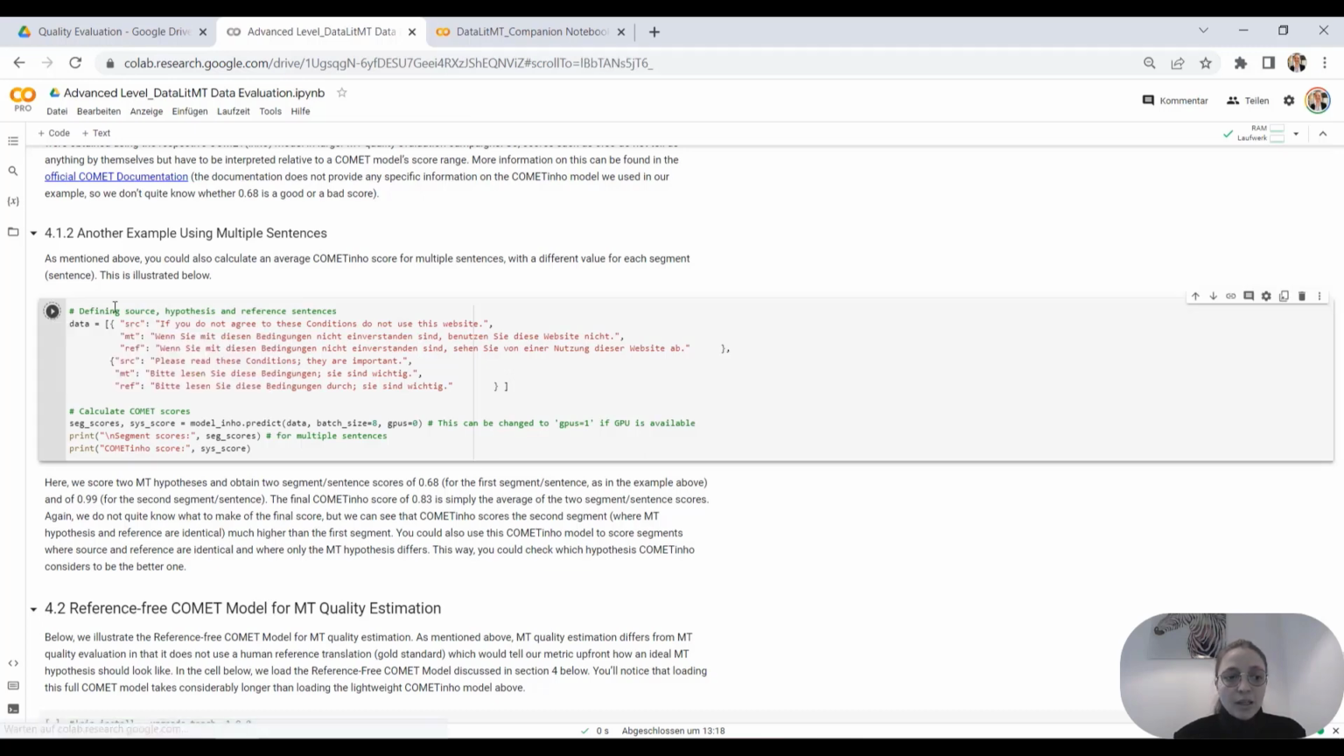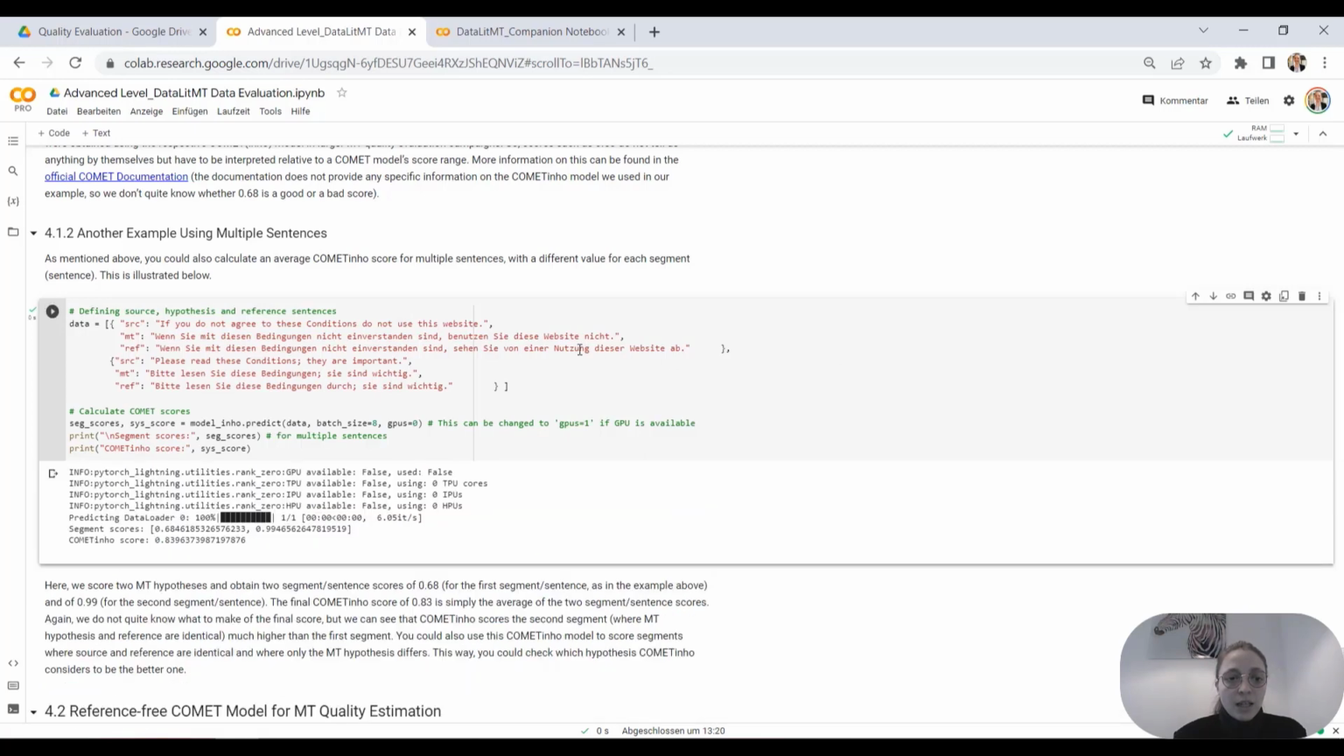So we can see from above that these sentences now get the same score as we'd had above, 0.68, but the sentences below get a COMET score of 0.99. So this is a much higher score, and we can see that these two sentences are a lot more similar as well. The only difference is the word "durch".